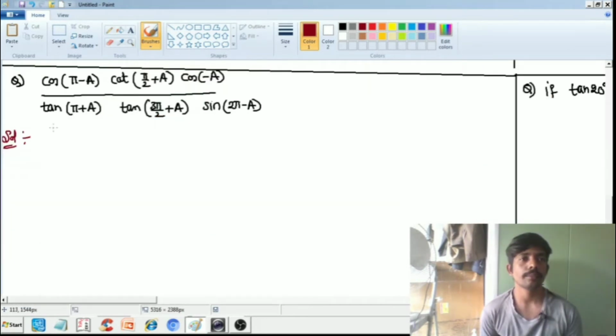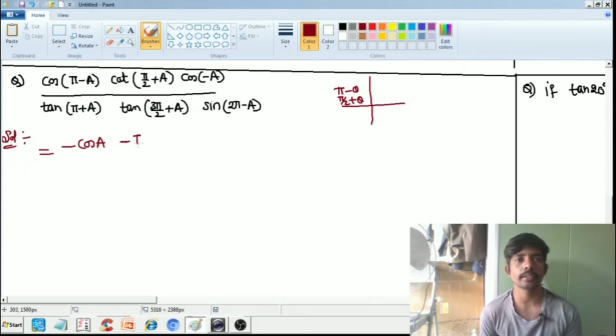Given question is this: cos of pi minus a. Here pi minus theta comes into the second quadrant. In the second quadrant, only sine and cosecant are positive, so cos is negative. We can write it as minus cos a. This is pi by 2 plus theta, which also comes into the second quadrant. So cot of pi by 2 plus theta in the second quadrant is negative. Hence cot changes to tan, because we have pi by 2.